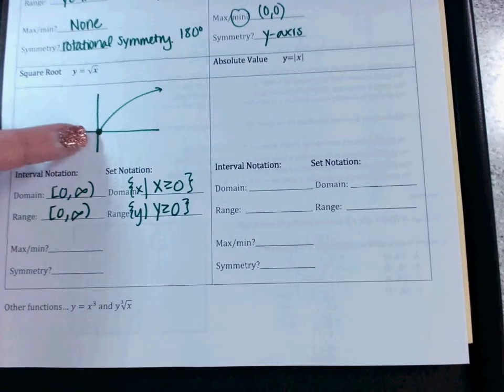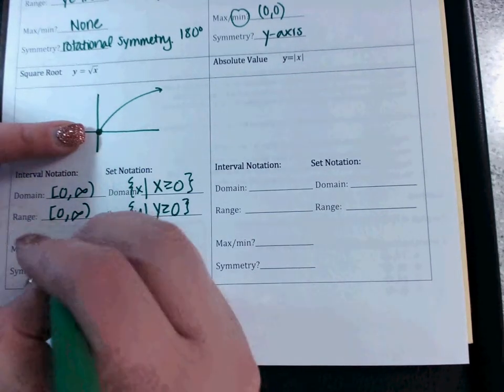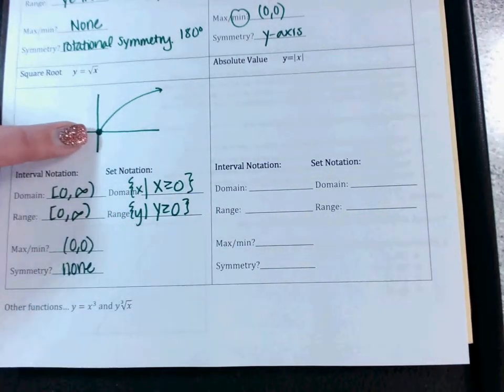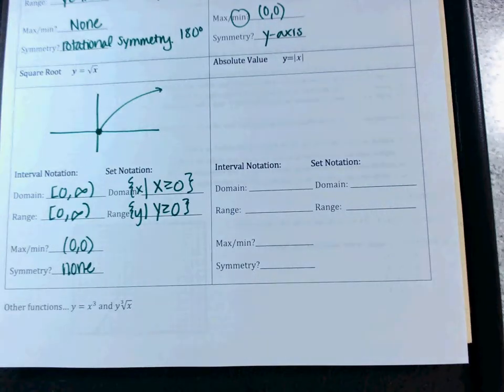Okay, does this one have a minimum? Yes, how low does it start? 0, 0. And then it does not have a symmetry. It doesn't have a reflectional symmetry, and it also doesn't have a rotational symmetry. So it doesn't have one at all.